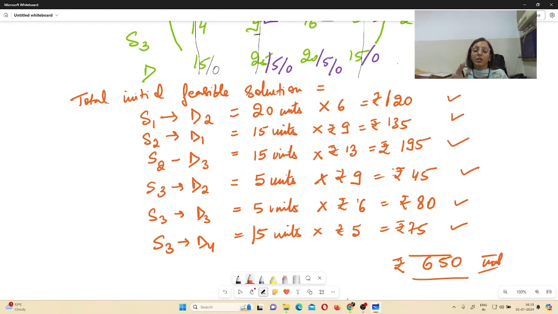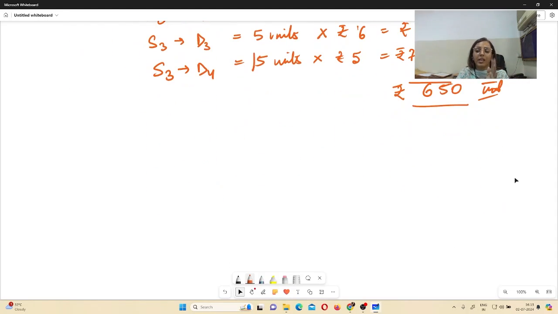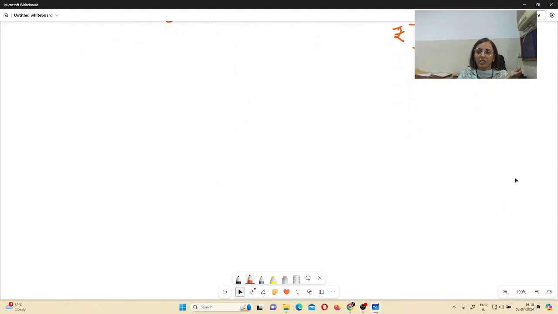Now we will do the next very important method, called the VAM method. All the methods have their own merits and demerits, and you use them depending upon the business scenario, how the business and the work is going on, and which method gives you the best scenario. So we should learn all the methods and apply them as the situation arises.